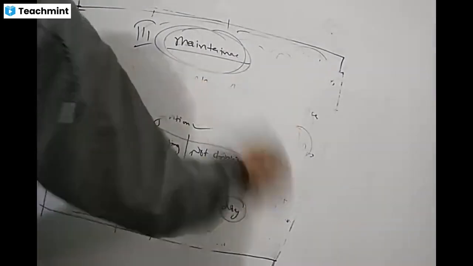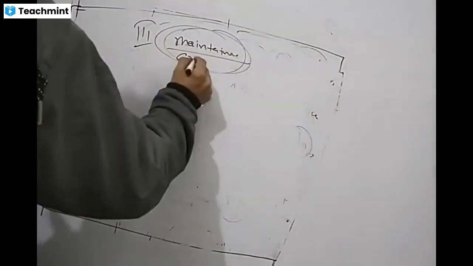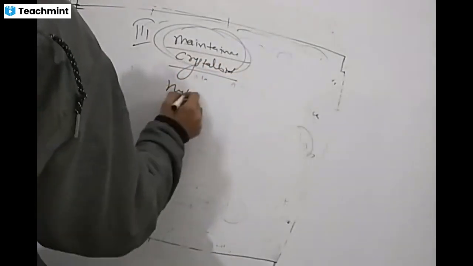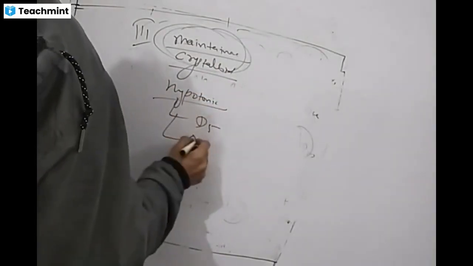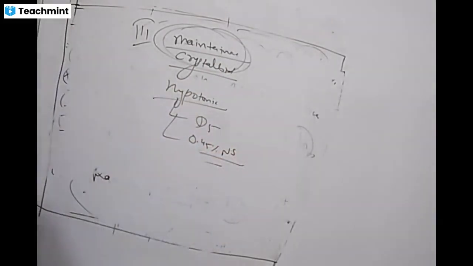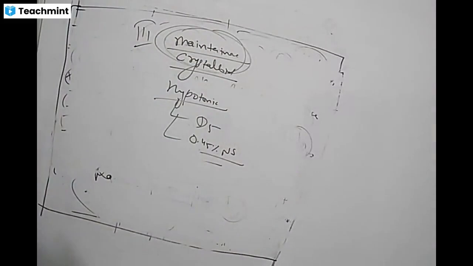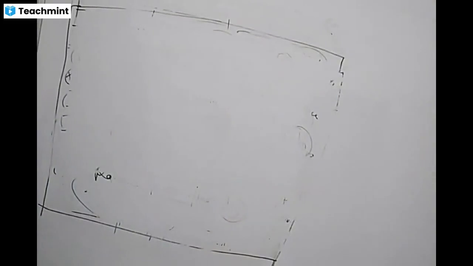For maintenance therapy, as I told you, the maintenance crystalloids are those which are hypotonic. Example D5, example 0.45% NS, 50% strength. So in maintenance therapy, there is no need to give replacement crystalloid like your RL and other fluids. So we give hypotonic, 50% strength fluid.